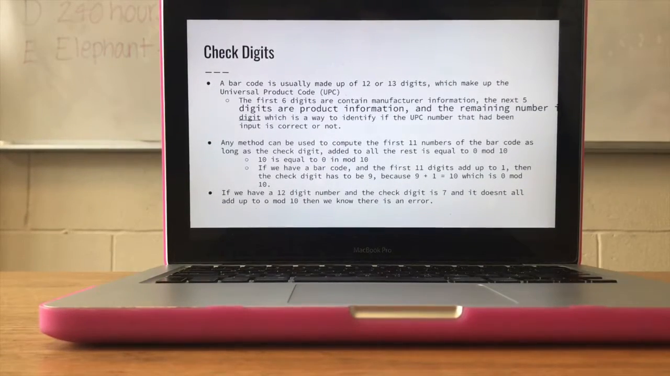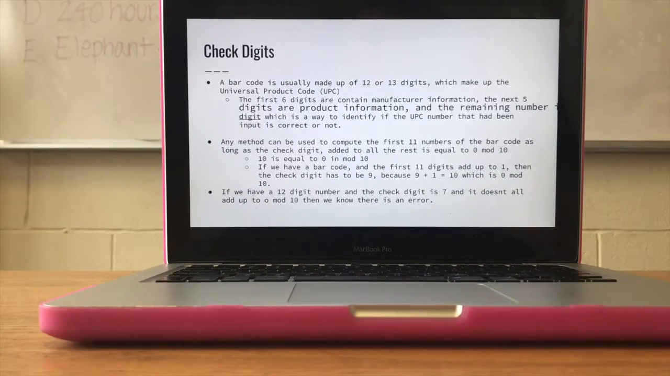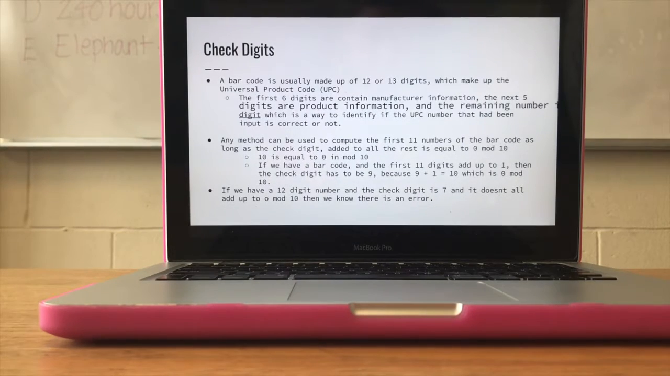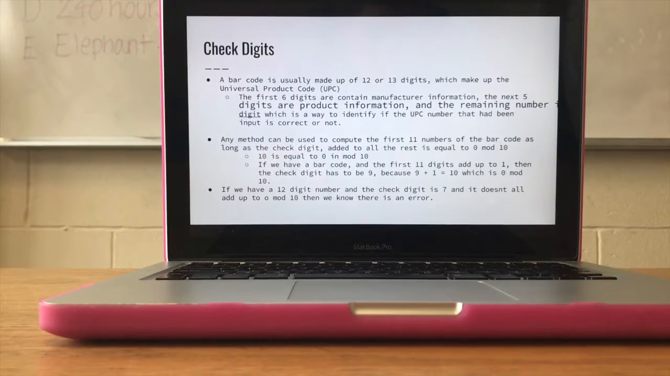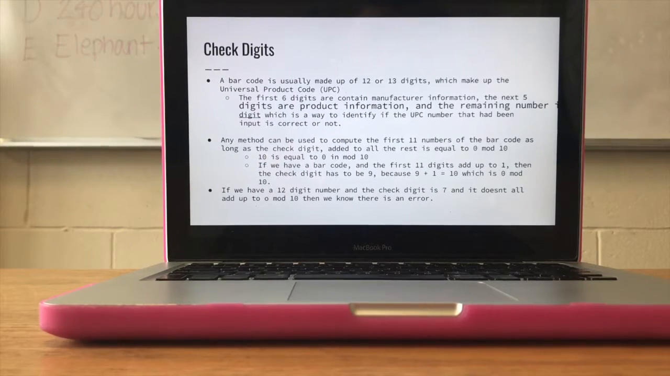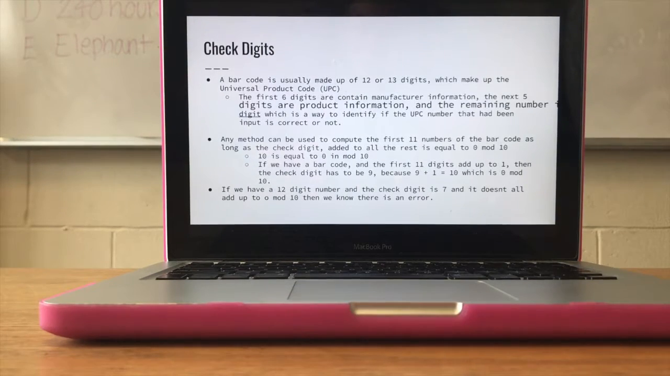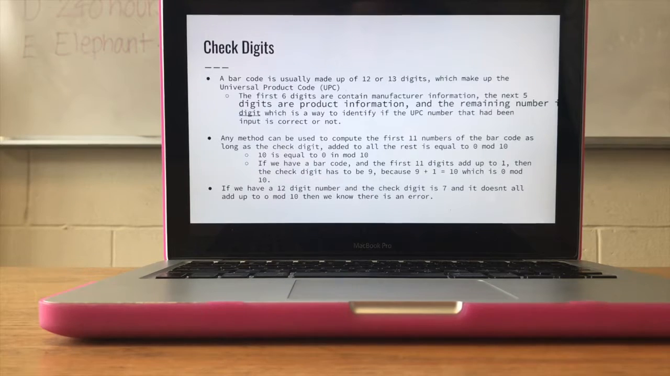Check digits. A barcode is usually made up of 12 or 13 digits, which make up a universal product code, also known as a UPC. It contains 3 components. The first 6 digits are the manufacturer information, the next 5 digits are product information, and the remaining number is the check digit, which is a way to identify if the UPC number that had been input is correct or not.